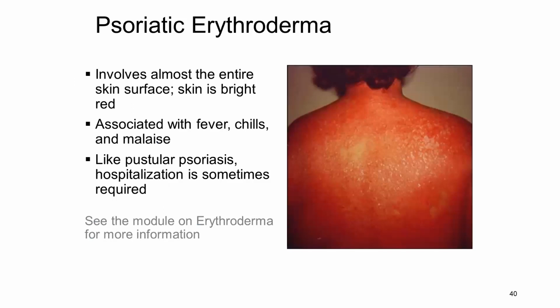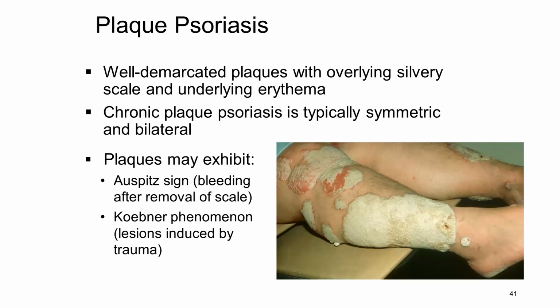Psoriatic erythroderma: when more than 90% of the skin is involved with redness, it's called erythroderma. It is associated with fever, chills, and malaise, and the skin is not able to perform its regular functions, so hospitalization is important. Plaque psoriasis is the most common type, with well-demarcated plaques with overlying silvery scales and underlying erythema. Chronic plaque psoriasis is typically symmetric and bilateral. The plaques exhibit Auspitz sign and the Koebner phenomenon.